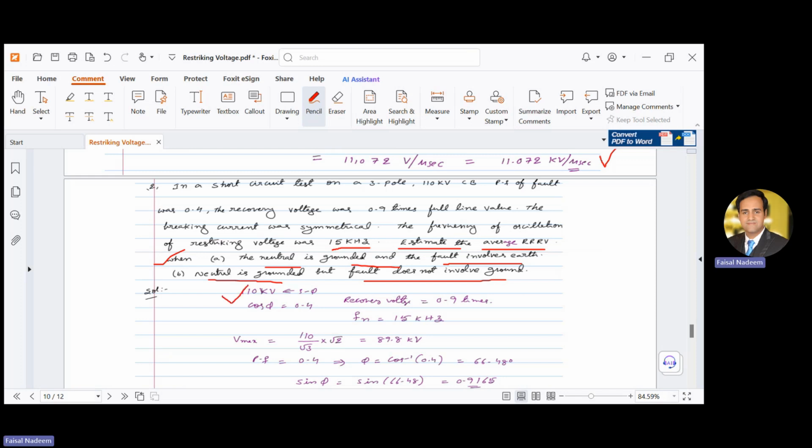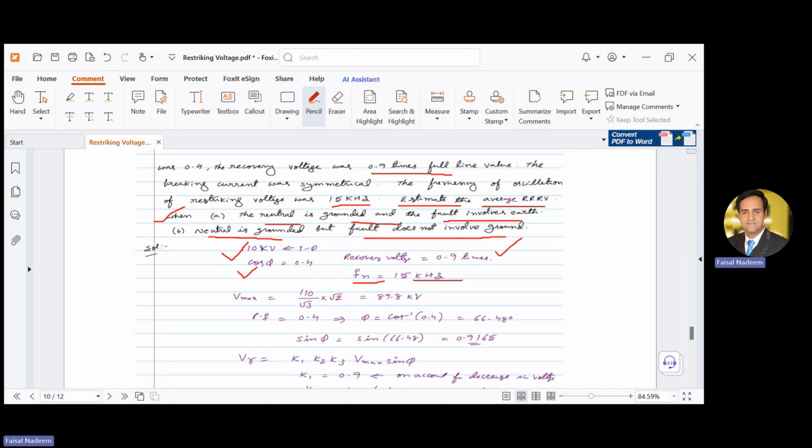And cos phi, the power factor, is equal to 0.4. And the recovery voltage is equal to 0.9 times the full line voltage, again given in the problem. And Fn is equal to 15 kilohertz, also given in the problem. So Vmax is equal to what?